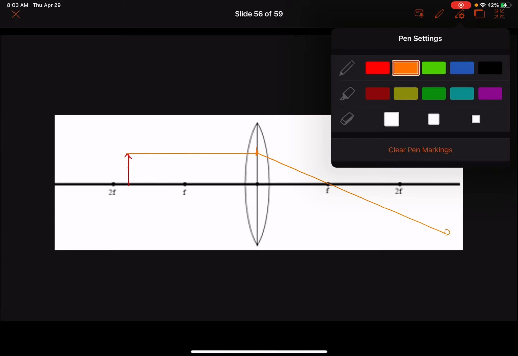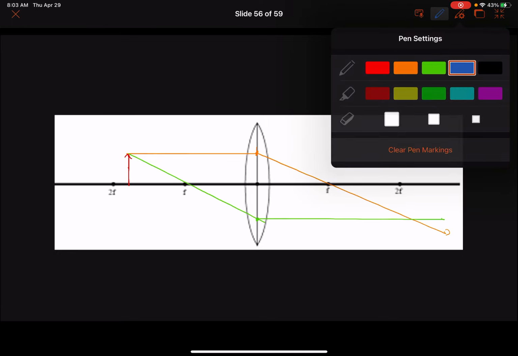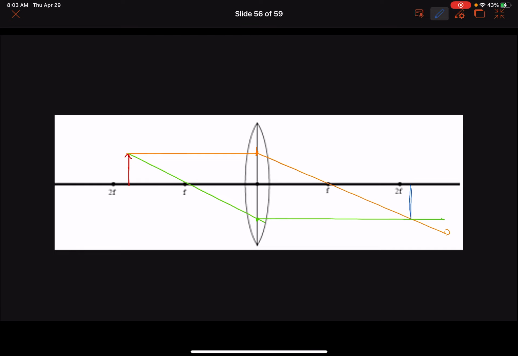Then we draw the focal ray. The focal ray goes through the focal point on the left side when we talk about converging lenses. And then when it hits the lens there, we extend it parallel afterwards. And you can see we get an image over here. And our image is inverted.